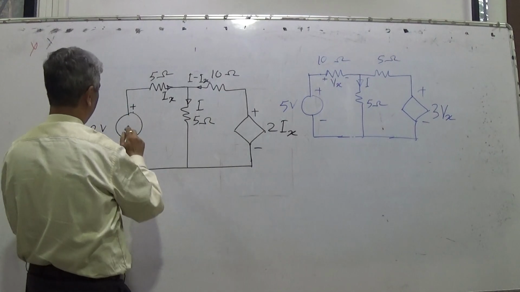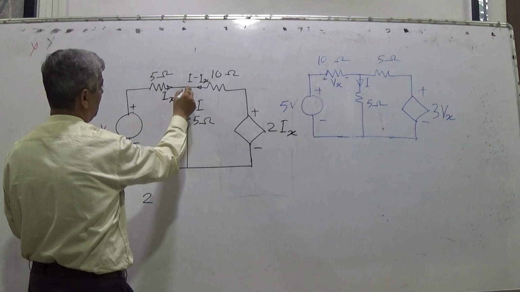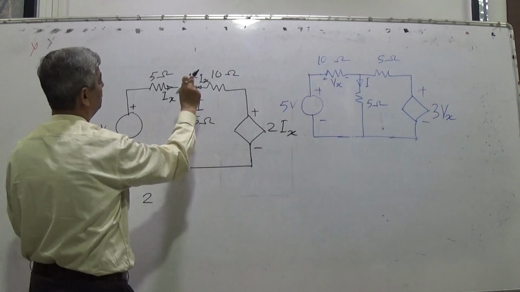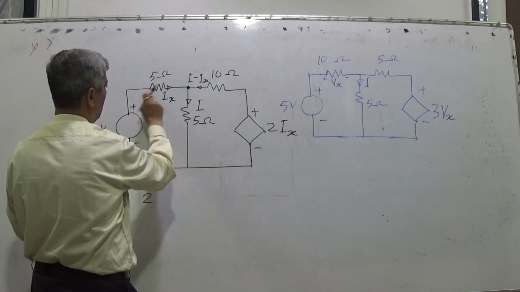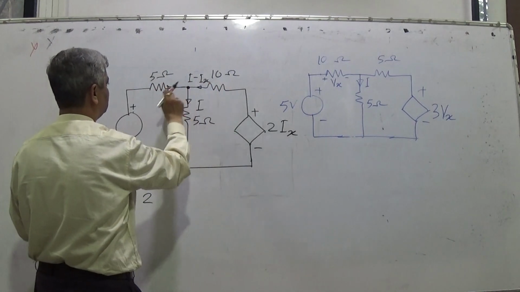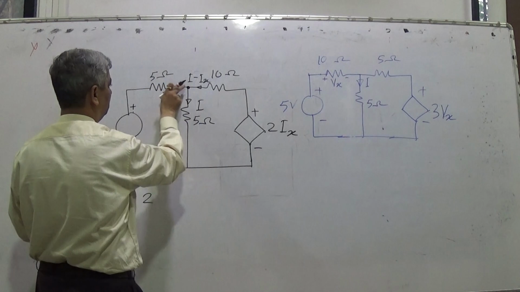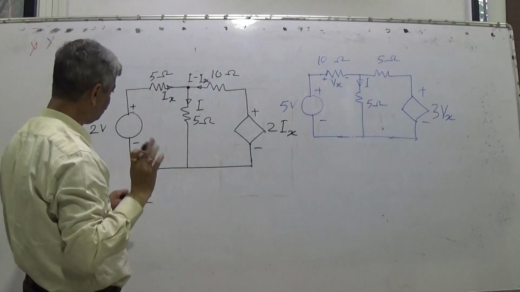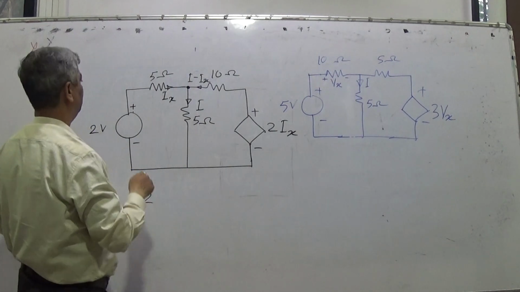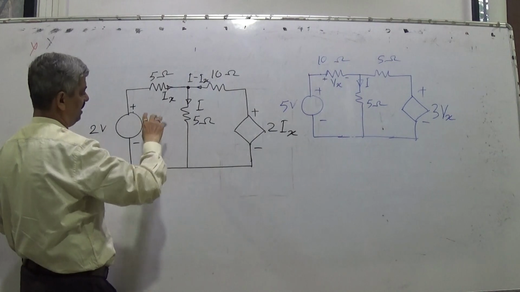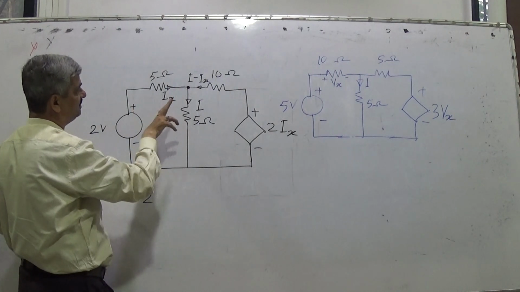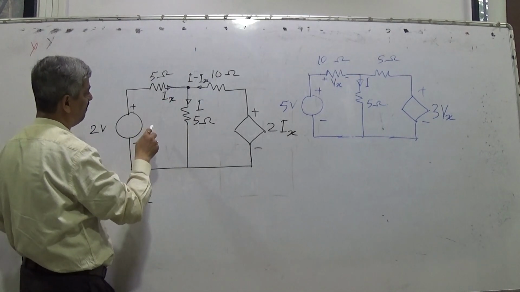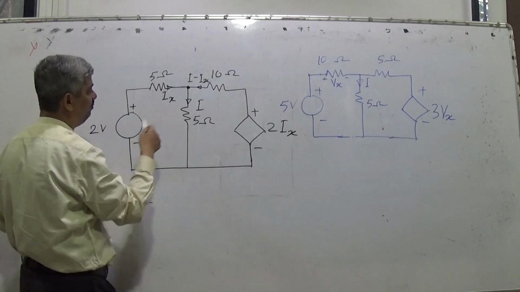At this node we apply Kirchhoff's current law or Kirchhoff's node law. Ix and I minus Ix are the currents coming in, and I is the current going out. Now there are two unknowns, I and Ix. We must be able to get rid of one of them. So apply Kirchhoff's mesh law for this loop and for this loop.